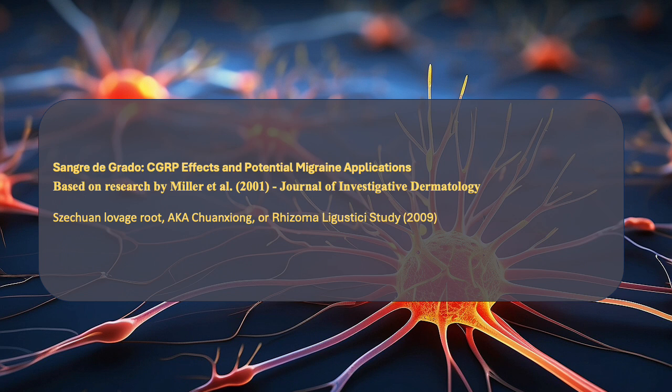Let's begin focusing on research findings regarding Sangre de Grado's effects on CGRP pathways and its theoretical applications for migraine treatment. This traditional botanical medicine, also known as dragon's blood, demonstrates properties that may be particularly relevant to migraine therapy.